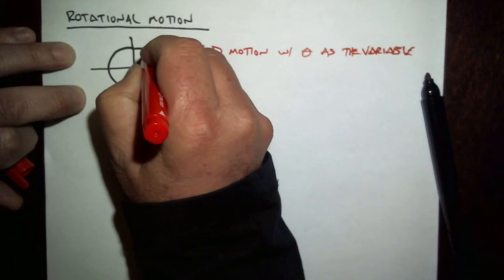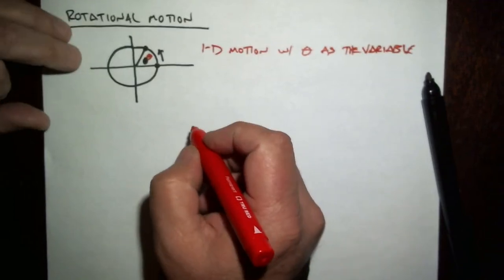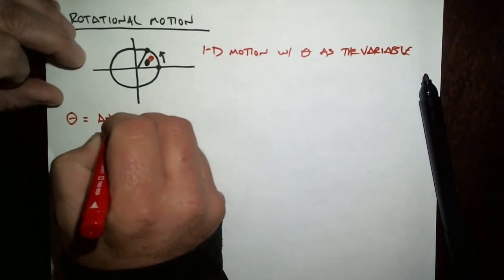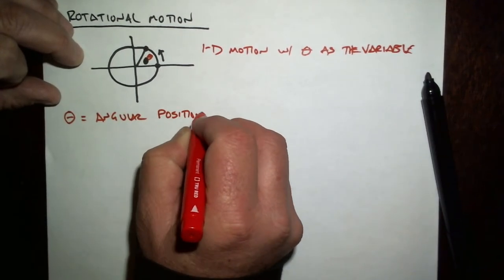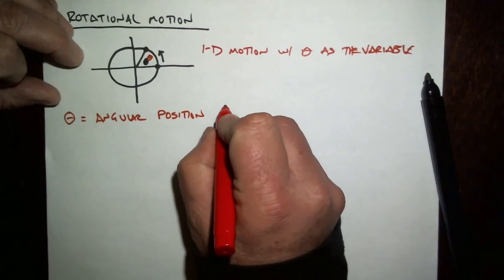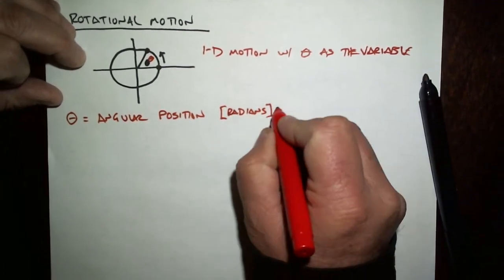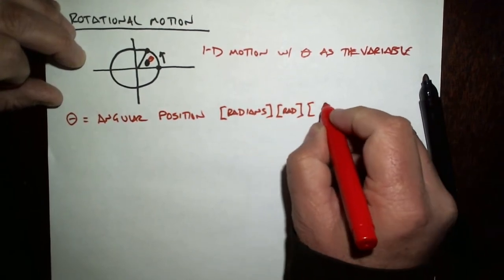I'm going to have to put a theta in there that you can see. Okay, that's a lot better. So basically, we can keep track of angular position. Theta is angular position, and it will be measured in radians, or rad, or nothing at all.